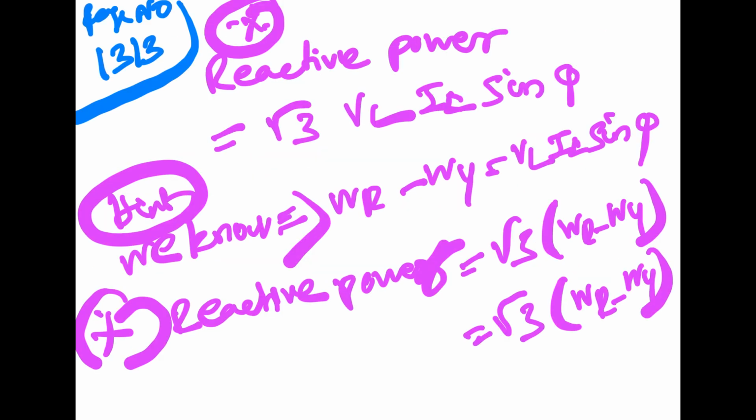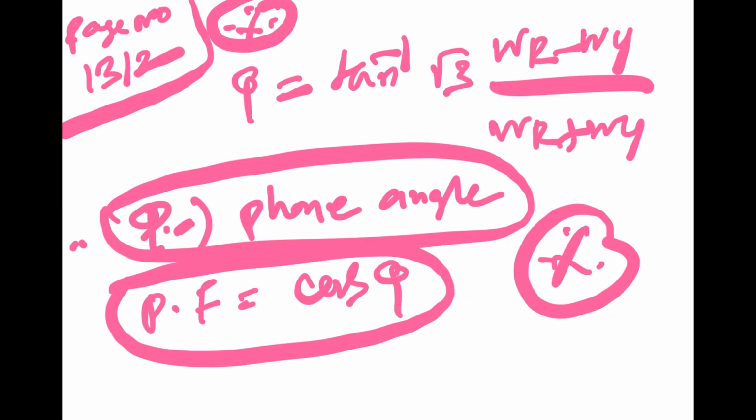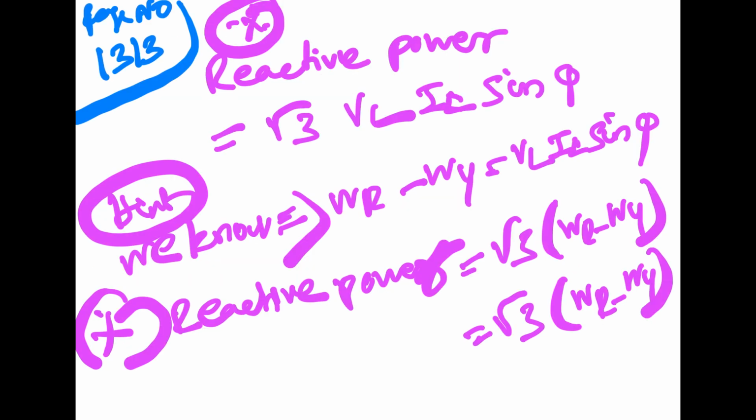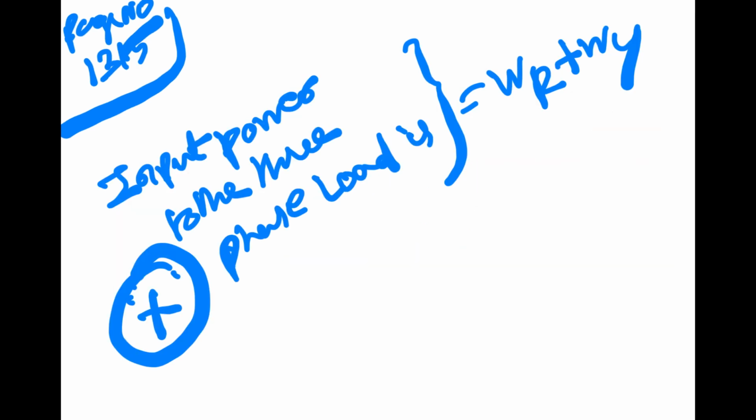Reactive power is root 3 VL IL sin phi. We know WR minus WY is VL IL sin phi. Reactive power is root 3 times (WR minus WY). That is an important formula. This is the power factor and angle phi formula. This is the reactive power formula in terms of WR minus WY. Input power to the load is WR plus WY.